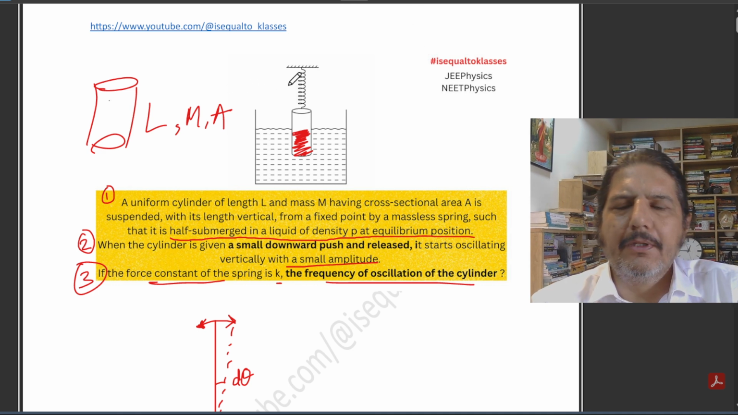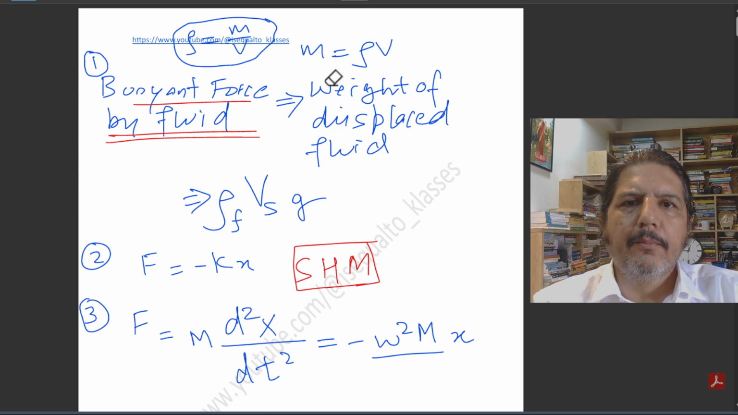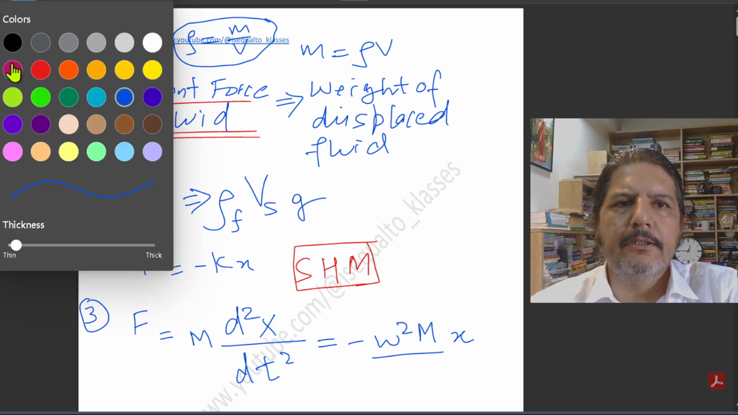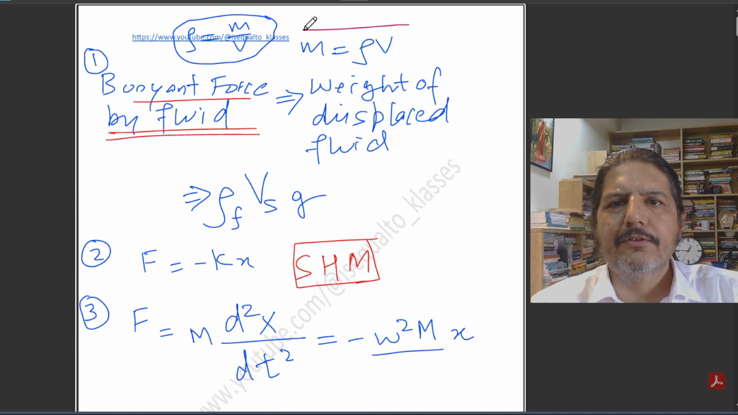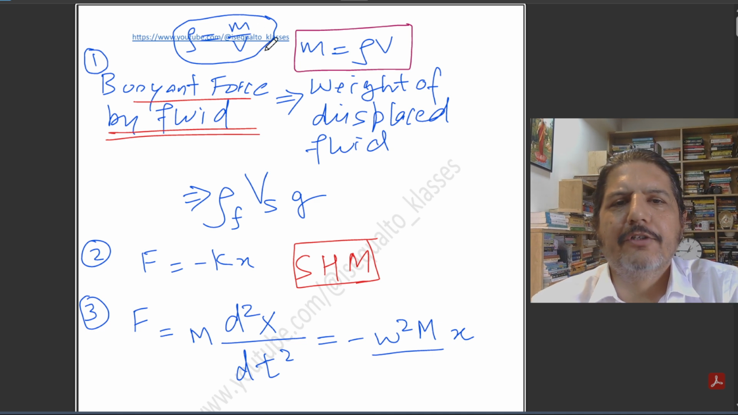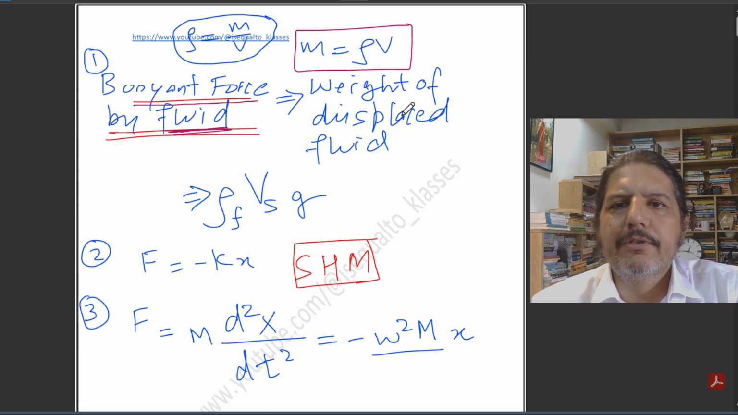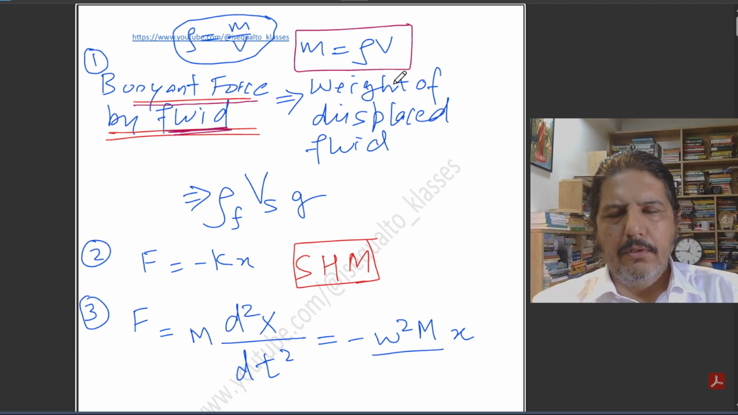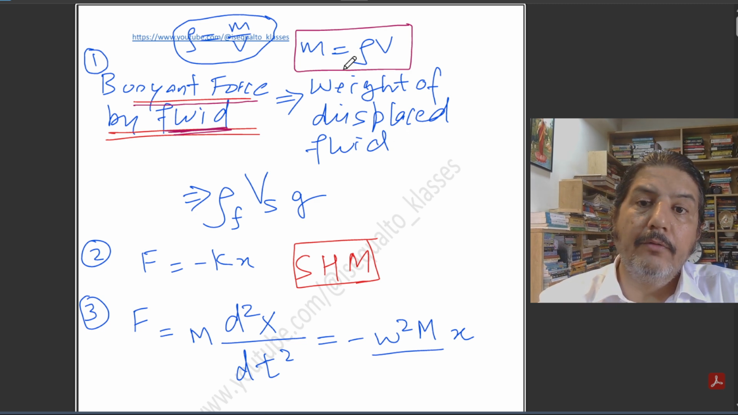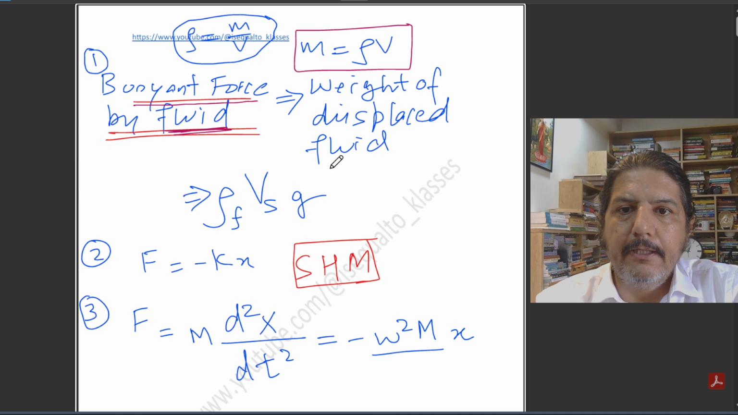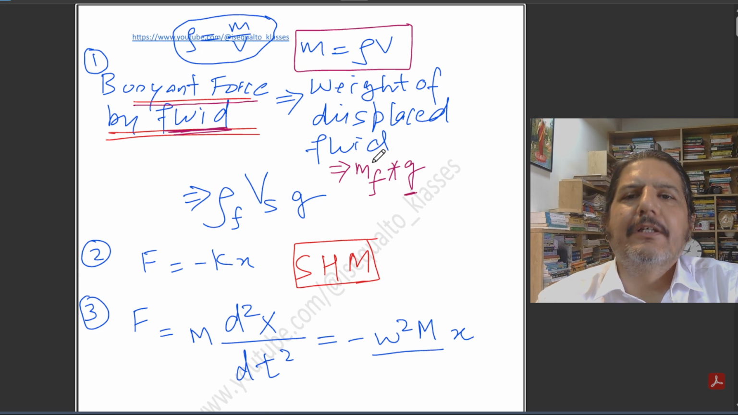So before I start this, there are a few things I want to quickly cover, because these are the formulas I'll be using. So the first thing that I need to convey is that mass is equal to density into volume. You understand this, density is equal to mass per unit volume. The critical thing which I need to make sure that you understand is that the buoyant force by a fluid is equal to the weight of the displaced fluid. So whatever be the buoyant force of the fluid, that is equal to the weight of the displaced fluid. Now the weight of the displaced fluid can be written as the mass of the displaced fluid multiplied by g. g is acceleration due to gravity.